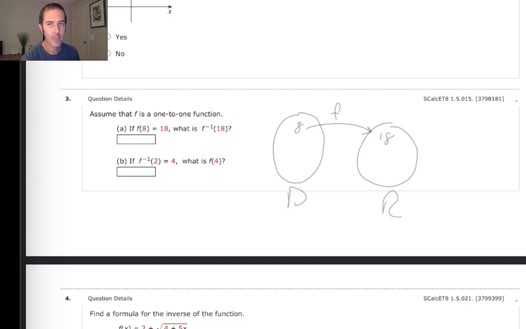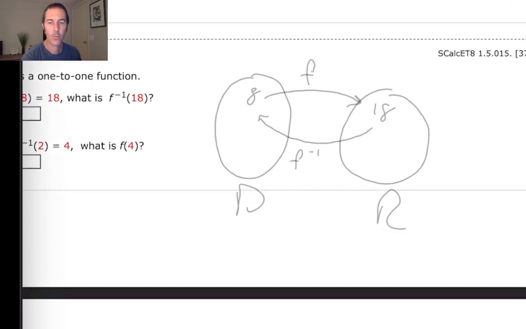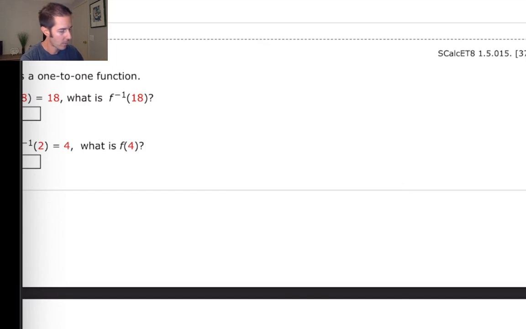How could I get from the 18 back to the number 8? The answer is you take the number 18 and you plug it into the inverse function. It looks like f to the negative first power. We say f inverse. So far, it looks like for each x value in the domain, there is one and only one y value in the range, and for each y value in the range, it maps back to only one domain value.